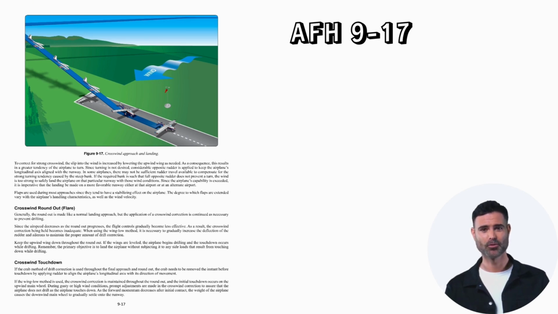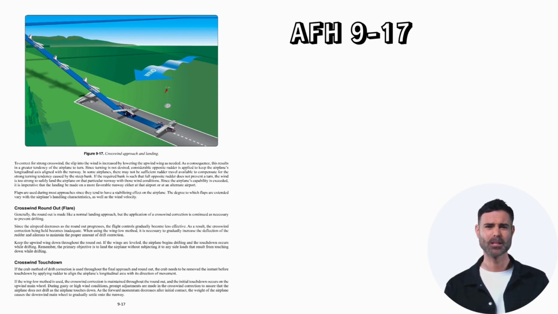Keep the upwind wing down throughout the round out. If the wings are leveled, the airplane begins drifting and the touchdown occurs while drifting. Remember, the primary objective is to land the airplane without subjecting it to any side loads that result from touching down while drifting. Crosswind touchdown. If the crab method of drift correction is used throughout the final approach and round out, the crab needs to be removed the instant before touchdown by applying rudder to align the airplane's longitudinal axis with its direction of movement. If the wing-low method is used, the crosswind correction is maintained throughout the round out, and the initial touchdown occurs on the upwind main wheel.